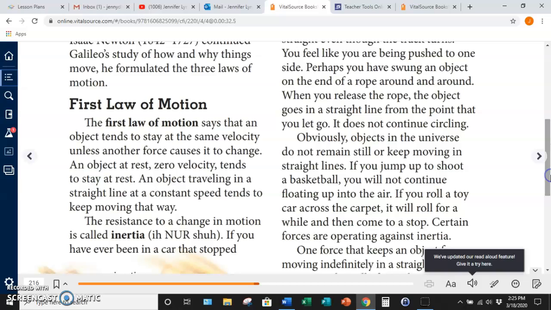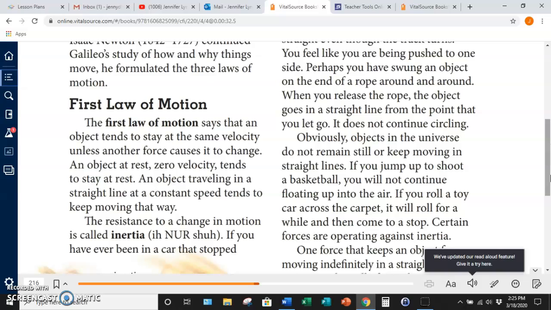All right, first law of motion. The first law of motion says that an object tends to stay at the same velocity unless another force causes it to change. An object at rest, 0 velocity, tends to stay at rest. An object traveling in a straight line at a constant speed tends to keep on moving that way. All right, so if something's not moving, it will stay not moving unless something makes it move. That's what that's saying. The resistance to a change in motion is called inertia.